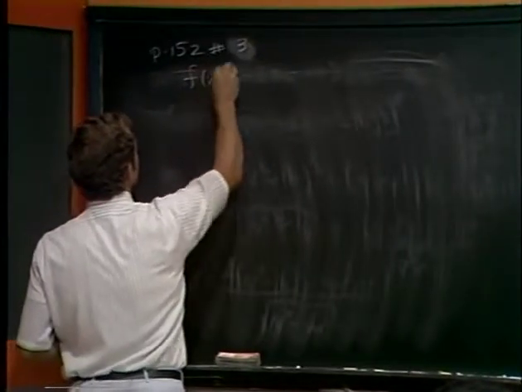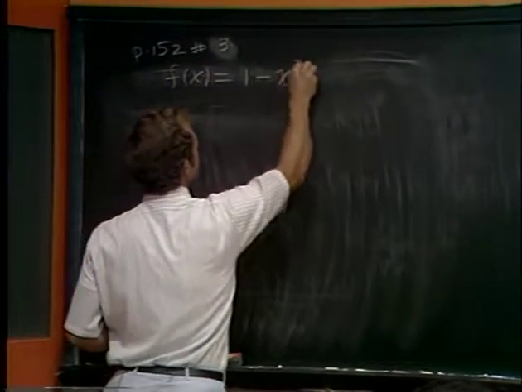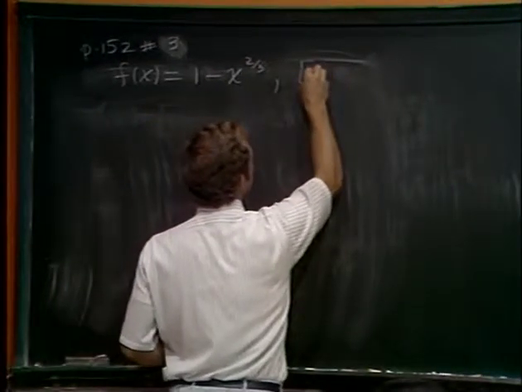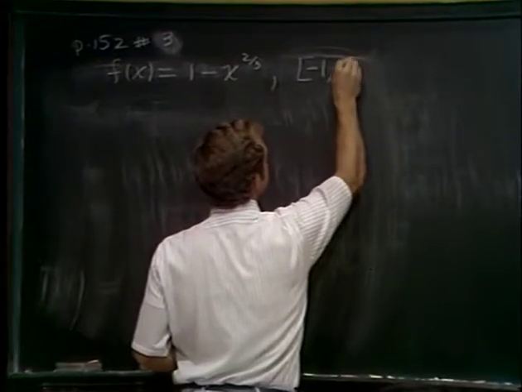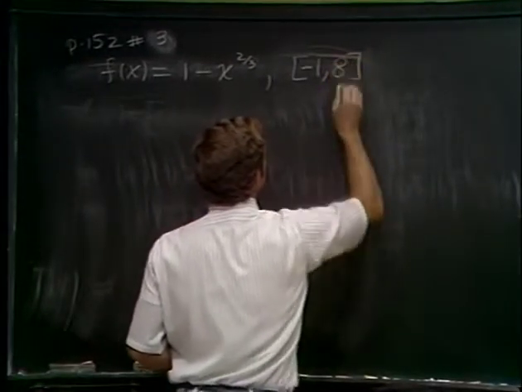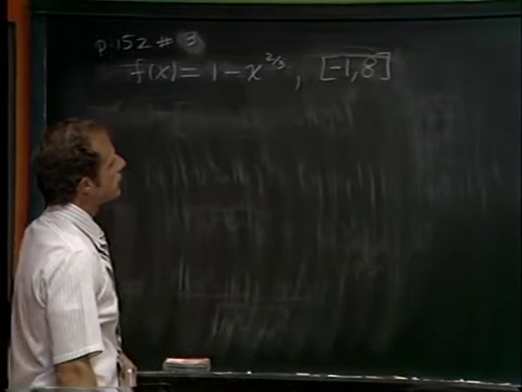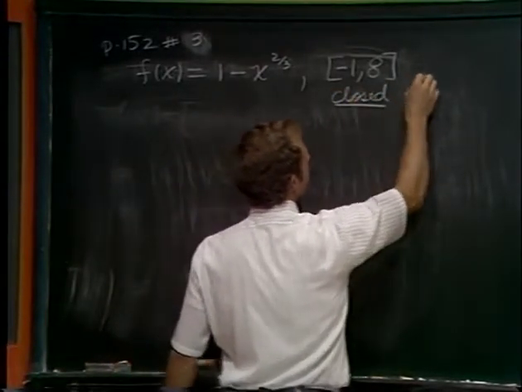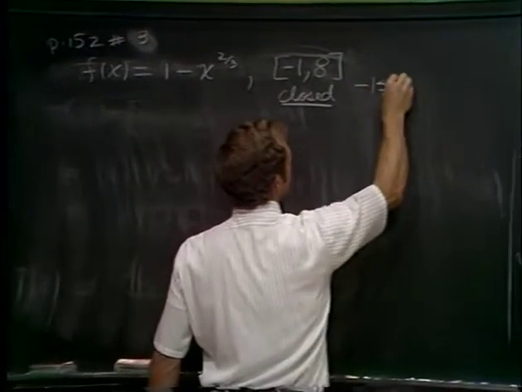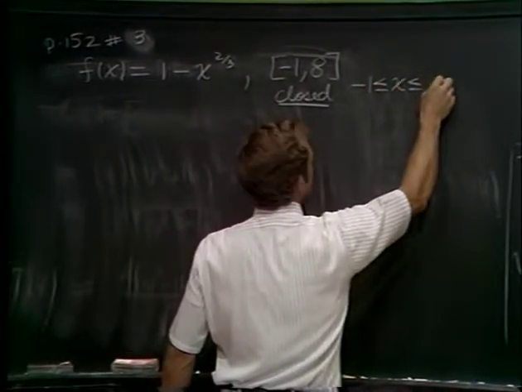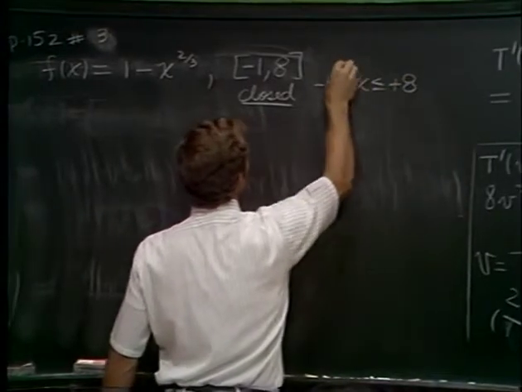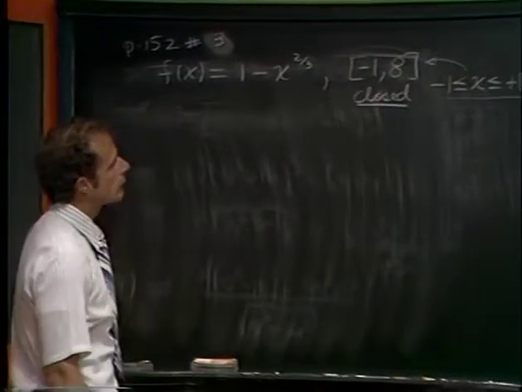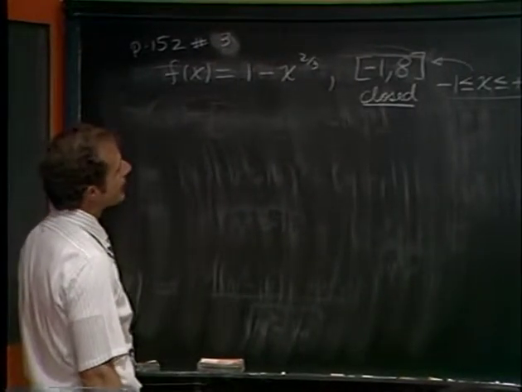So this problem, f of x, was it 1 minus x to the 2/3? Is that it? And the interval was negative 1 to 8, if I remember right. Okay, there's a closed interval. I haven't used this notation too much in class. It's just what your book always uses. So to refresh your memory, closed interval means you include the endpoints. All x between minus 1 and plus 8 inclusive.